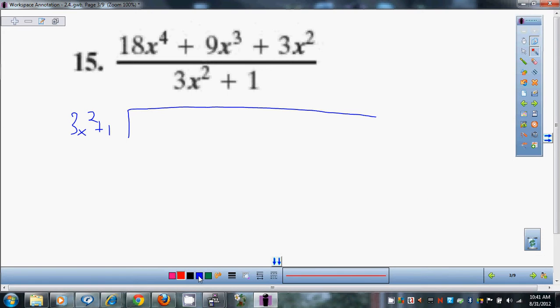That's right, missing an x and a number. So that's going to be 18x to the 4th, 9x to the 3rd, 3x squared, 0x, and 0.